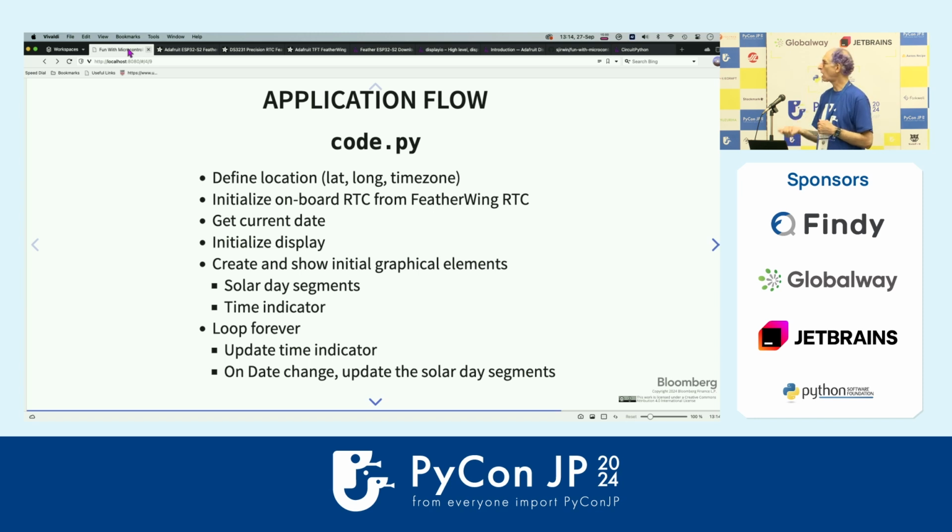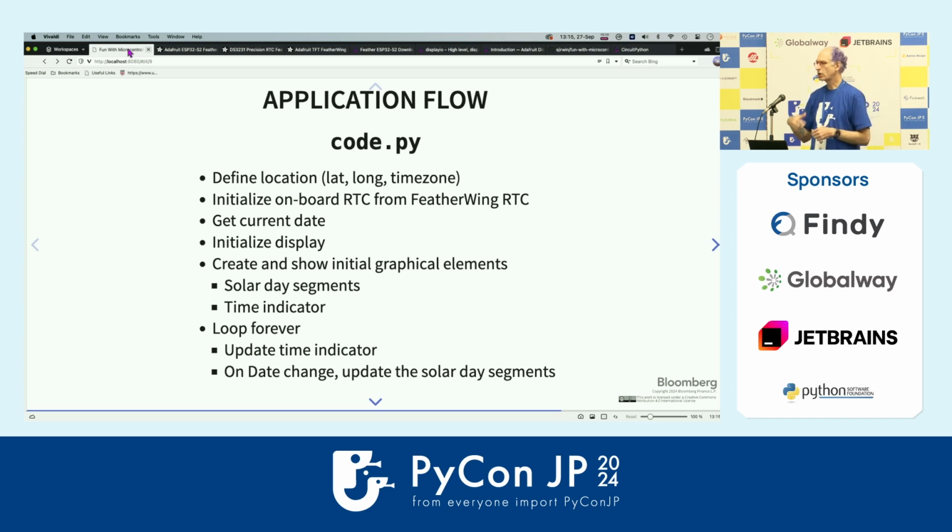We get our current date. We initialize the display. We then create and show the initial graphical elements, those segments of the day, as well as putting a time indicator. So we just have a single hand that shows roughly where we are in the solar day. And then we just loop forever.